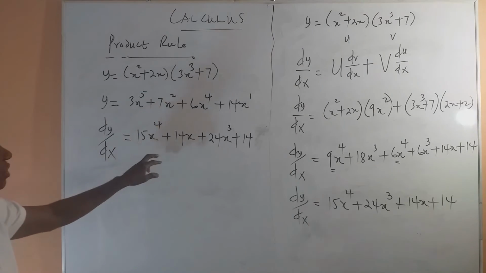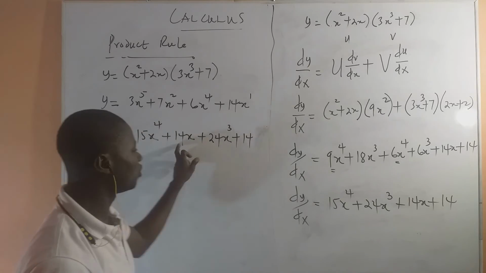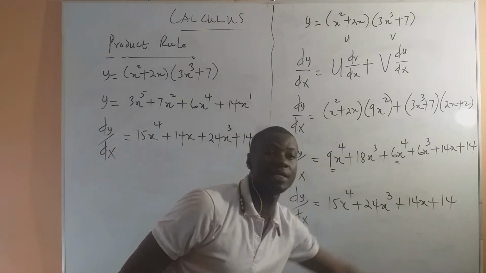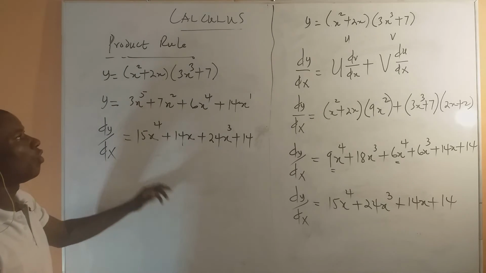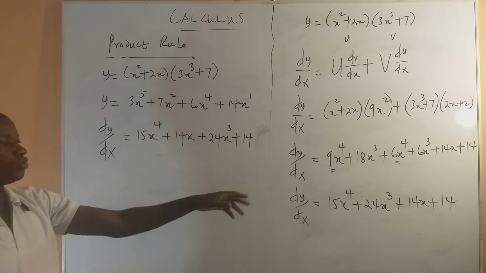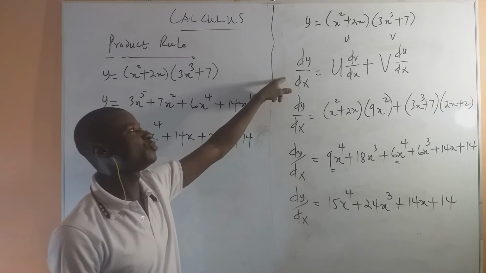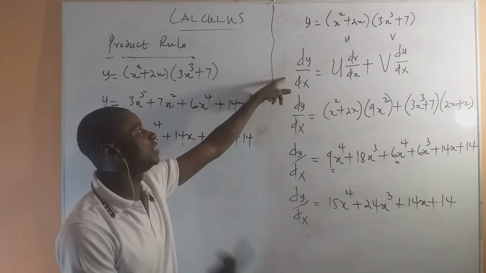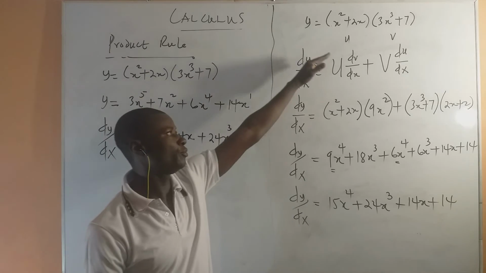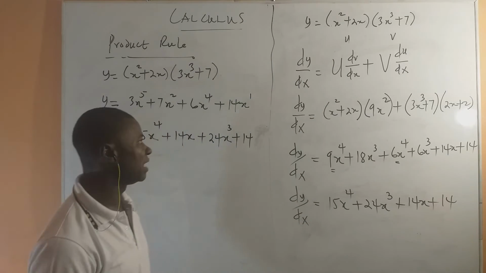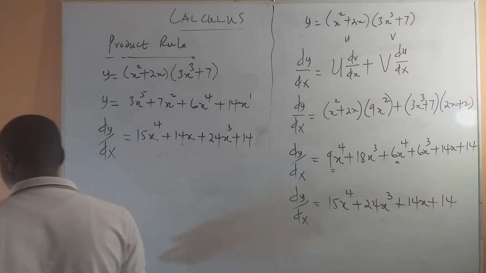So when you compare this, you see that we have 15x exponent 4, we have 24x exponent 3, we have 14x, and we still have 14. So you are getting the same thing. It's either you expand and differentiate term by term, or you use the product rule to solve for that. Now, if you are asked to use the product rule, that means you need to use the formula. But if you are not asked to use the product rule, but you are rather asked to differentiate, then you can either choose to expand and differentiate term by term, or use the product rule to solve, and you get the same answer. So that is what we mean by the product rule.